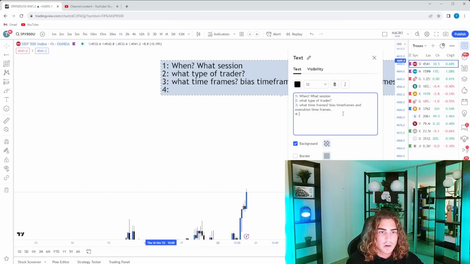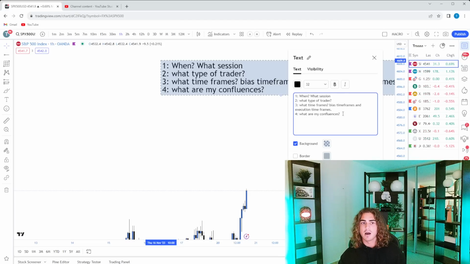Okay, and then number 4 is, what are my confluences? This is where you have to get into your bag of trading knowledge. Let's use this as an example. Do you understand order blocks? Yes. Are you really good at spotting them on a chart? Yes. Awesome. Use that as one of your confluences.